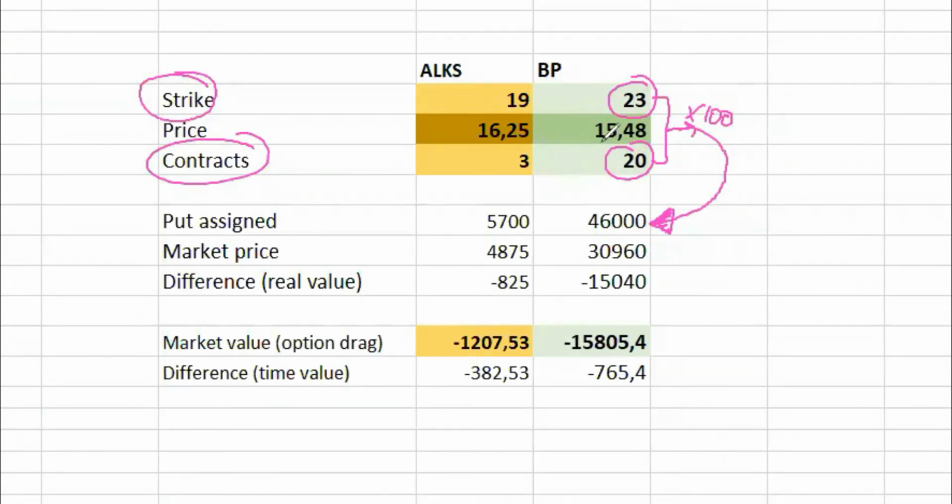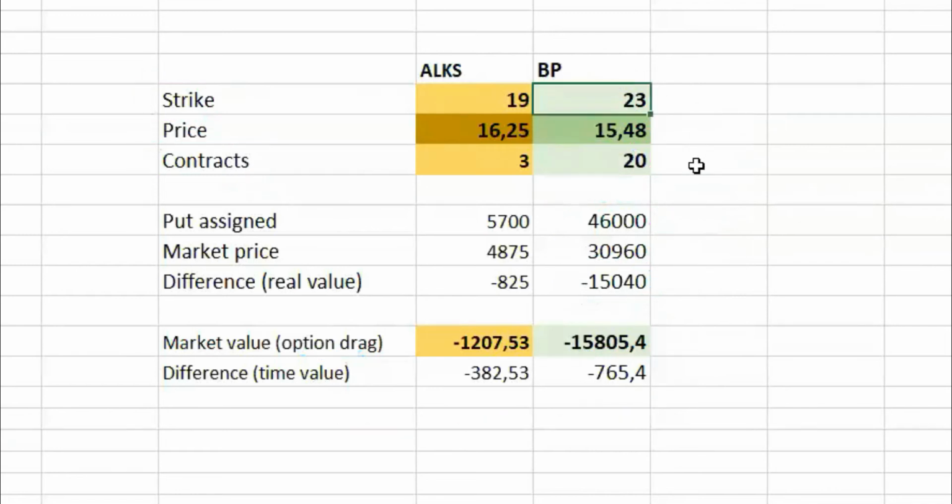If we were to sell those shares at the market price today, which is 15.48, we would get 15.48 times 20 times 100, which is 30,960. And the difference, one minus the other, would be minus 15,000. The market value, the option drag, is a bit higher, is more negative than the 15,040, and the difference between them is the time value.